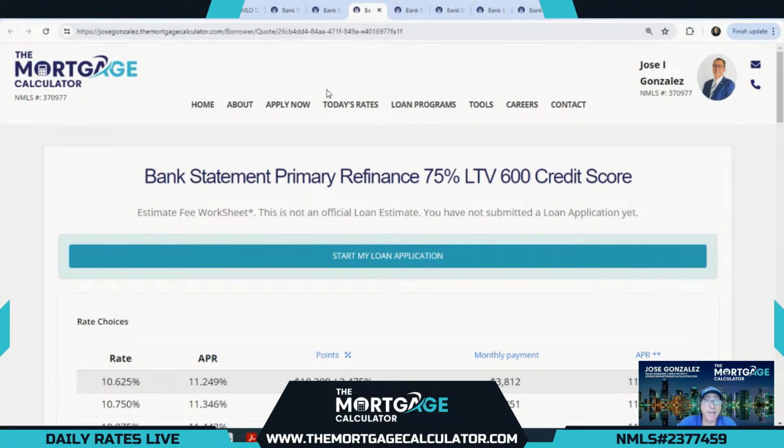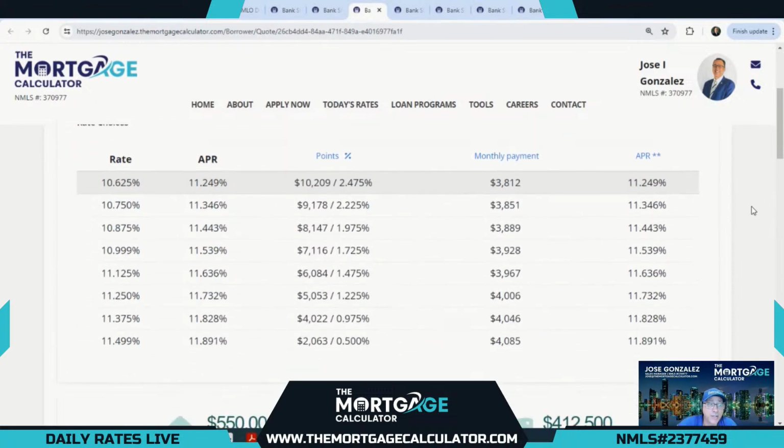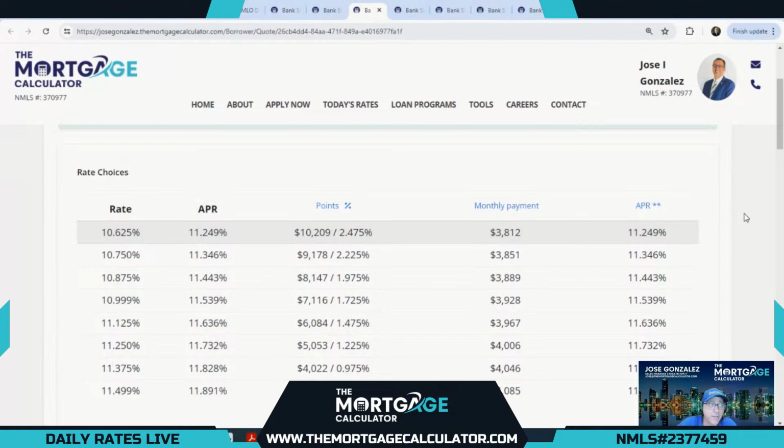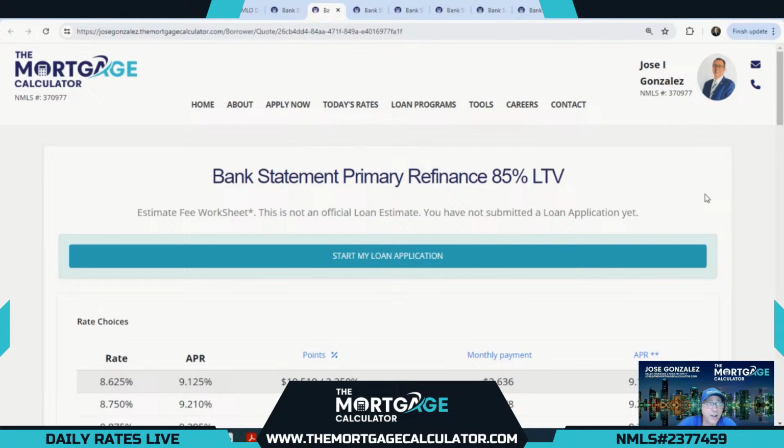So now we have refinance, our low credit score refi with a 600 credit score, again, maximum LTV of 75% with a 600 credit score. 11.499 is our lowest cost option at a cost of half a point, and you can buy that down to 10.625 at a cost of 2.475 points.